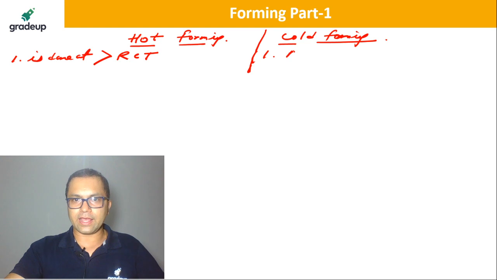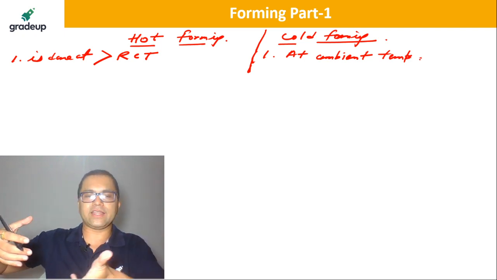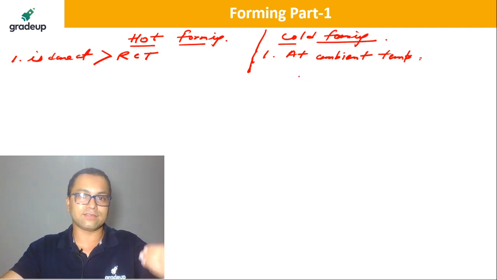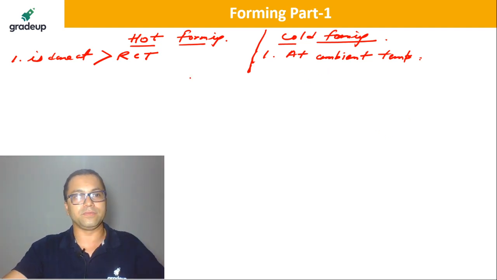is done at ambient temperature. At ambient temperature. Ambient temperature means whatever temperature that you're working. For example, right now, if the room temperature is, let's say, 23 degrees Celsius, so that becomes ambient temperature for me. Is it good?